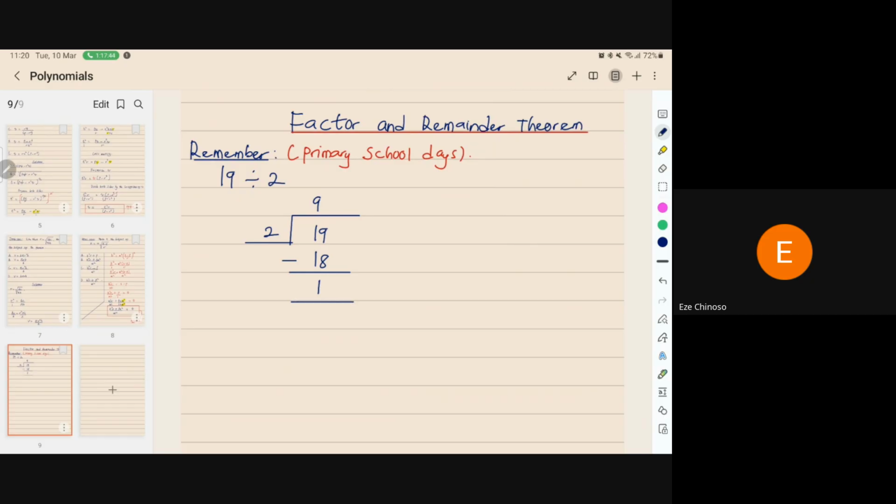Now, what are the key things you have here? You will remember that this one right here is what you called your quotient. This was your quotient. Is that not so? Now, also remember that this part was your remainder.